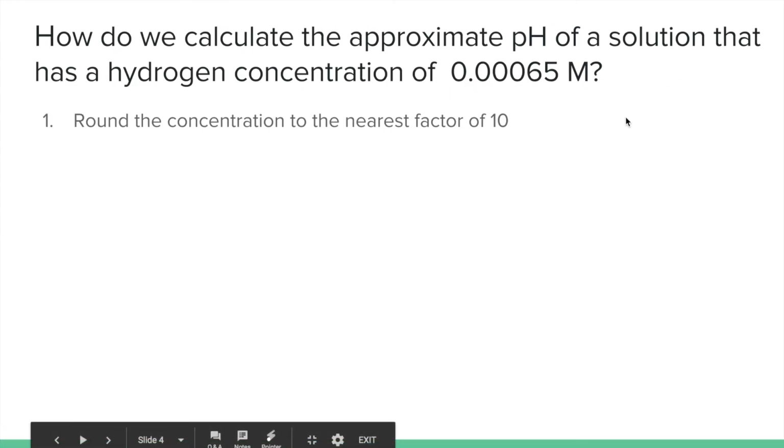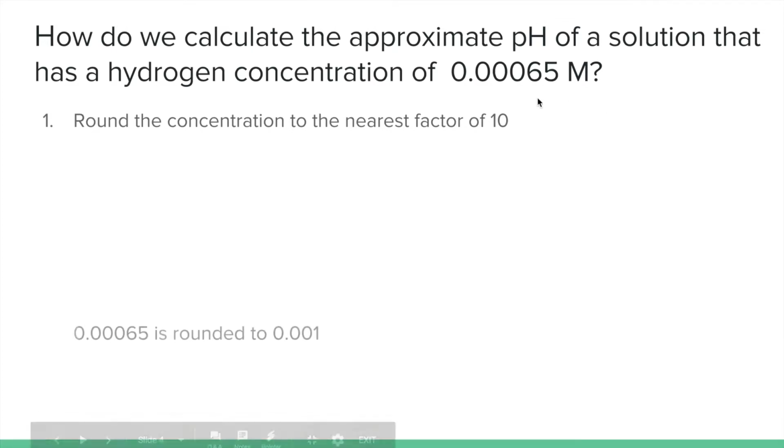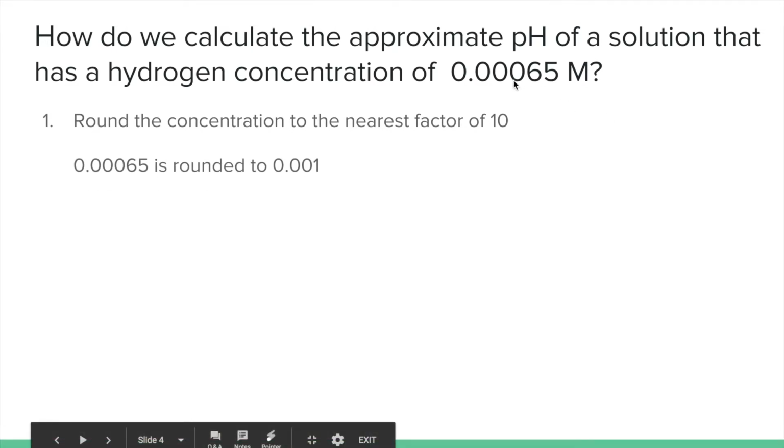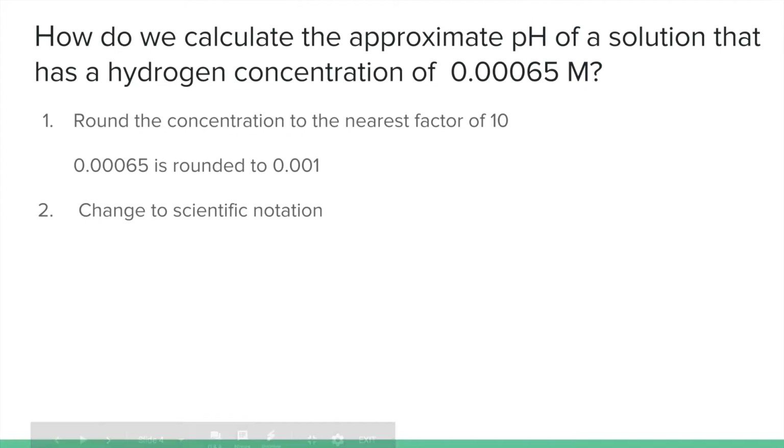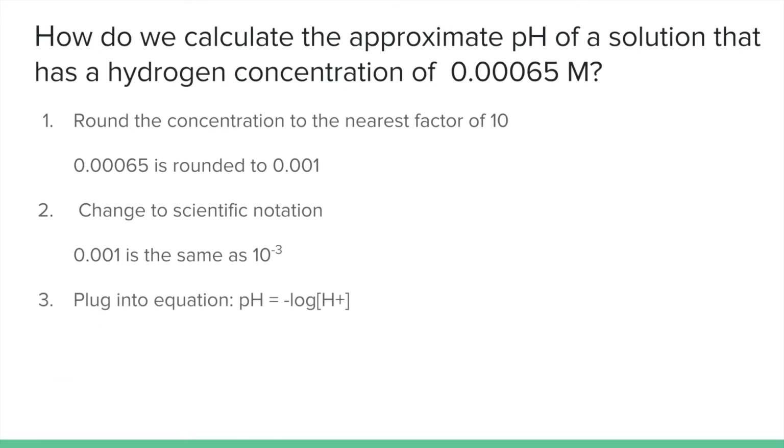But the first thing we want to do is round this concentration to a factor of 10 so that it's easier to use in the equation itself. This is going to round up, so it's going to be 0.001 as indicated here. And the next thing we want to do is change this to scientific notation, and this is going to be the same as 10 to the negative third.